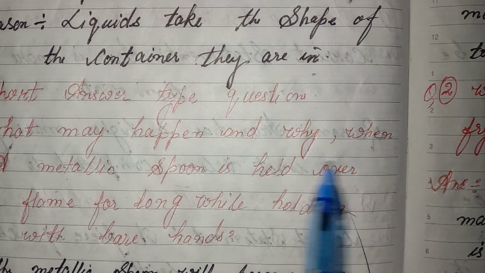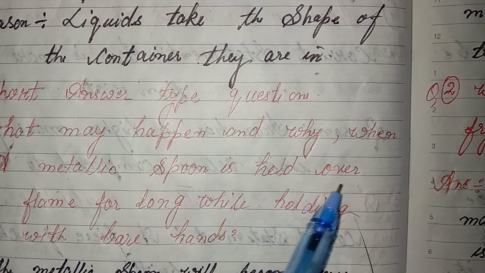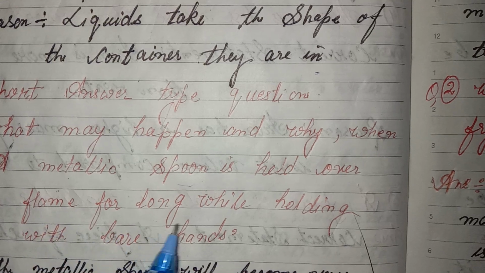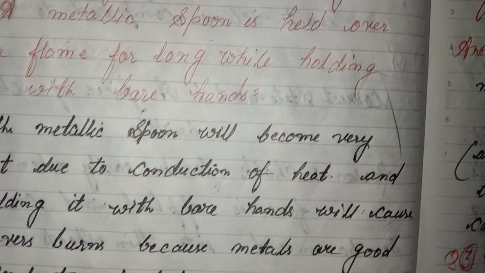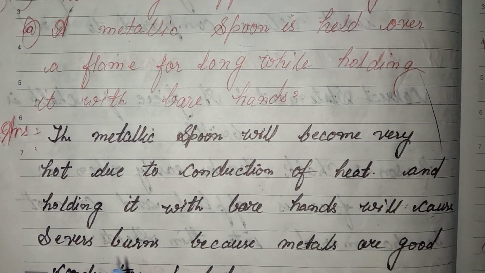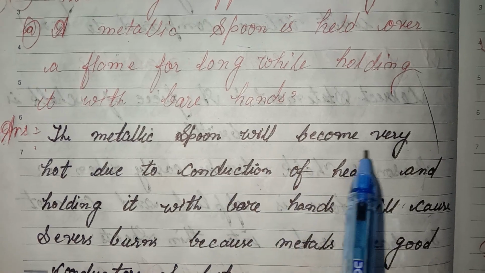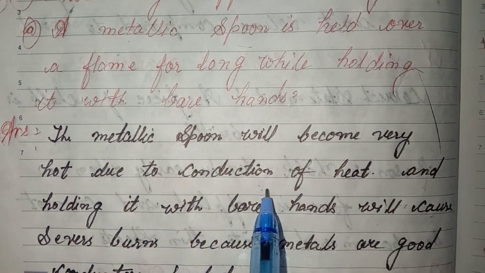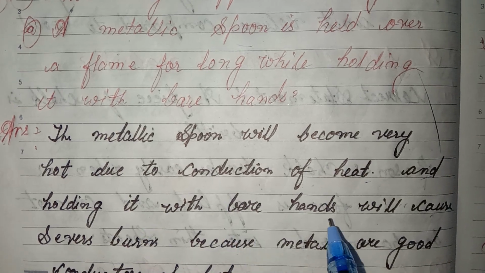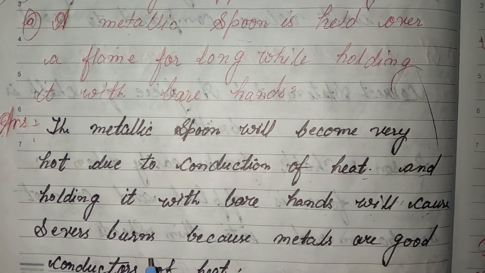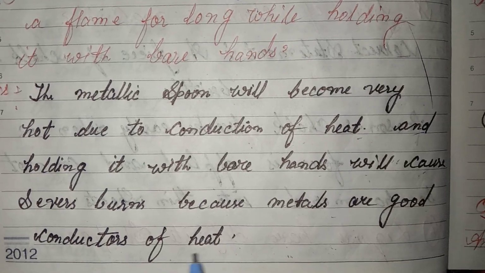what may happen and why when a metallic spoon is held over a flame for a long while holding it with bare hands? Answer: the metallic spoon will become very hot due to conduction of heat, and holding it with bare hands will cause severe burns because metals are good conductors of heat.